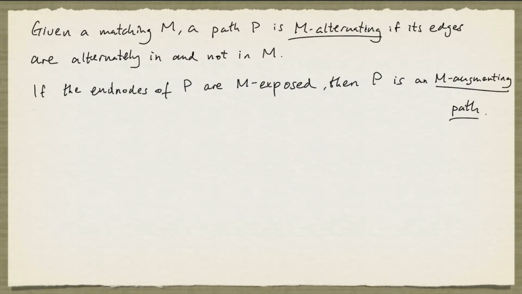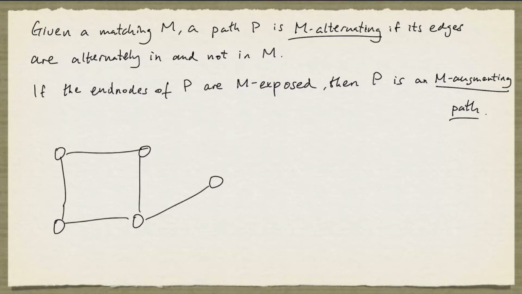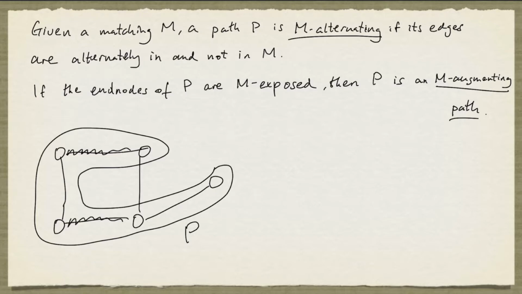Given a matching M, a path P is called M alternating if its edges are alternately in and not in M. So for example, if this is my graph, and if these are my matching edges, then this path here is M alternating because the edges are alternately in and not in M. So this edge is not in M, this edge here is in M, this edge here is not in M, this edge here is in M. But if we take this path here, you can see that we have two consecutive edges that are not in M, so this is not M alternating.